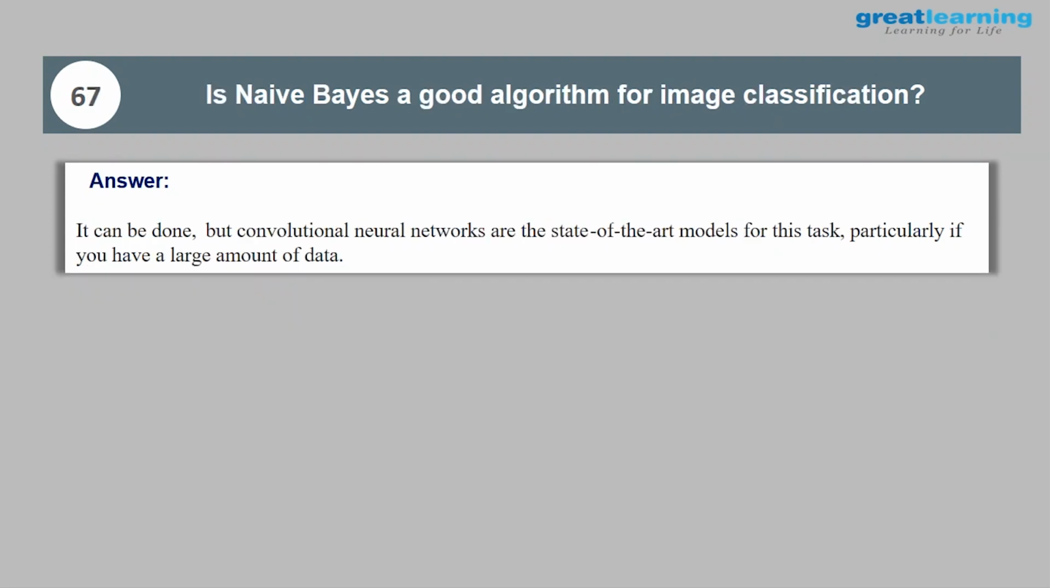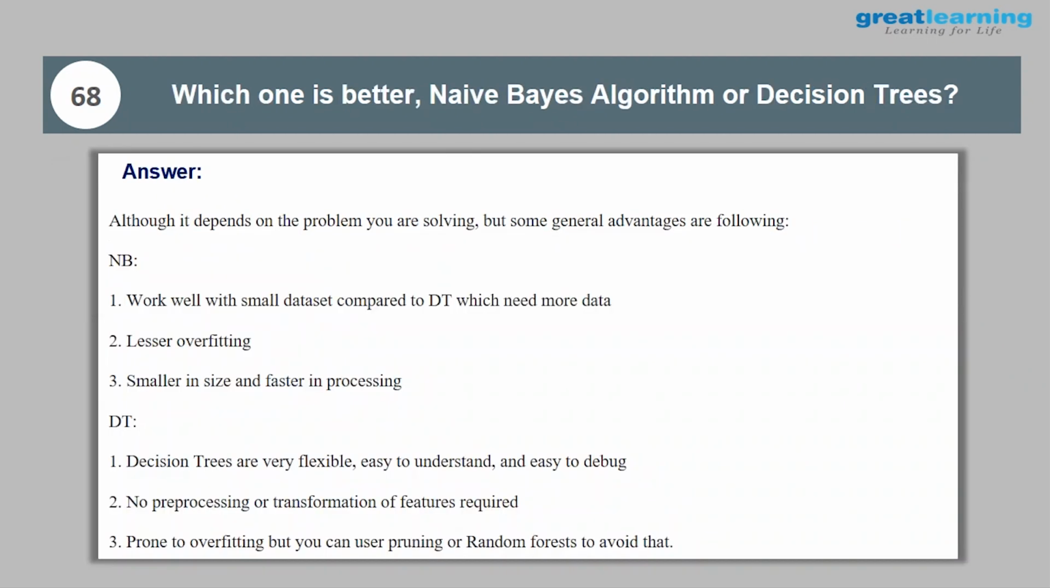Now let's have a look at, is naive Bayes a good algorithm for image classification? It can be done, but convolutional neural networks are the state-of-the-art models for this task, particularly if you have a large dataset. So basically, CNN comes under neural networks, and this is one of the most used image classification algorithms.